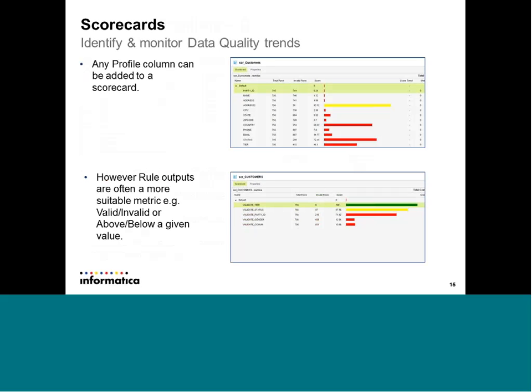So rule outputs are more suitable, mainly because they can give us kind of binary results. So it's valid or invalid, it's above or below a certain value, or it's between certain values. That kind of information is probably more suited to any kind of metric. Is it right? Is it wrong? Is it within a particular set of values that you're aiming for? So often scorecards will be made up of a lot more rules rather than just the actual raw column.